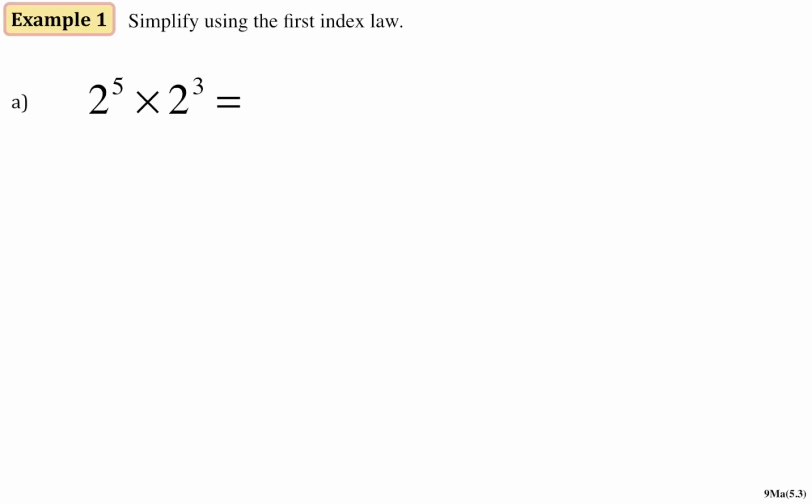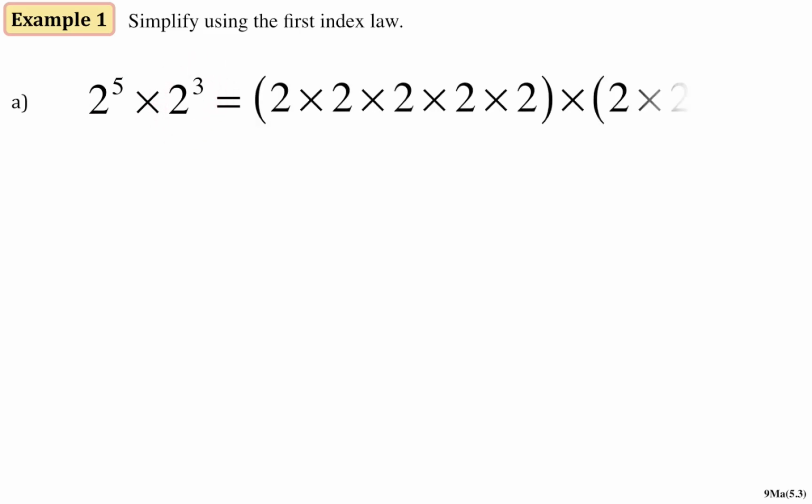Now, the way I'm about to set this out is not the way we'd normally set it out. I'm going to do it the long, old-fashioned way first, and then we'll talk about how we can abbreviate it. 2 to the power of 5 means 2 times 2 times 2 times 2 times 2. 2 to the power of 3 means 2 times 2 times 2. So let's write it out like that. So 2 to the power of 5, that's multiplying 2 by itself 5 times. 2 to the power of 3, multiplying 2 by itself 3 times.